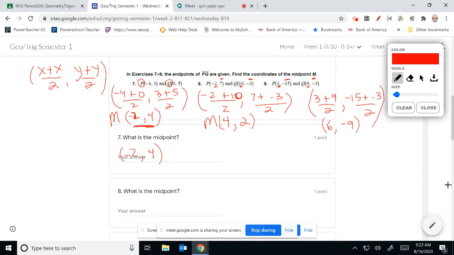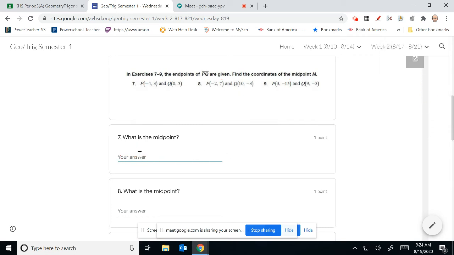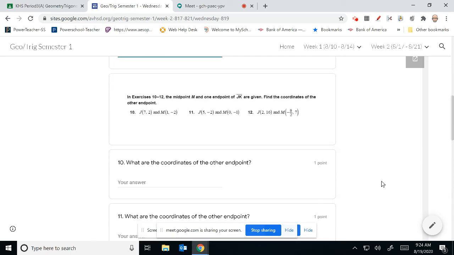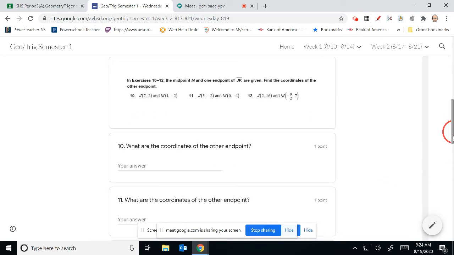Okay, so let me put those answers in for you. Again, you're going to have the work to these on the last slide. So I just wanted to show you how we do them. I'll put those in really quick. So you had -2, comma, space 4. Here, this one, you had 4 and 2. Oops, not 23, 2. And then this one, you had 6, -9. Okay, so that was 7, 8, 9. There's 3 left. And I want to draw you a picture of what these look like.